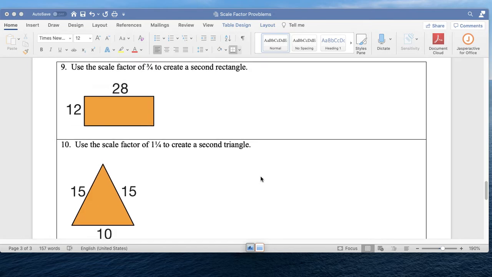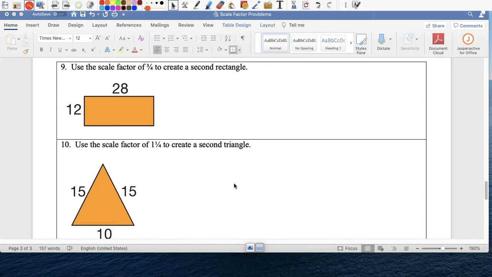So this one, they give you a scale factor, and they're asking you what will the resulting shape look like. So if you had a 12 by 28 rectangle, and you apply a scale factor of 3/4, what would your new rectangle be? Well, first of all, I know it's going to be a smaller rectangle because 3/4 is less than 1.